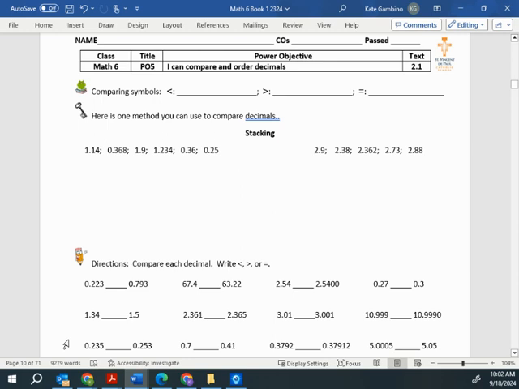Good morning. Today we are moving into PO5. I can compare and order decimals. So comparing and ordering decimals, we need to look at those comparing symbols.